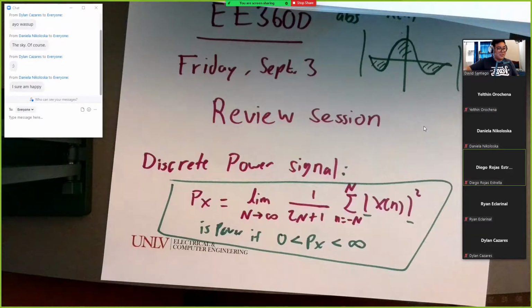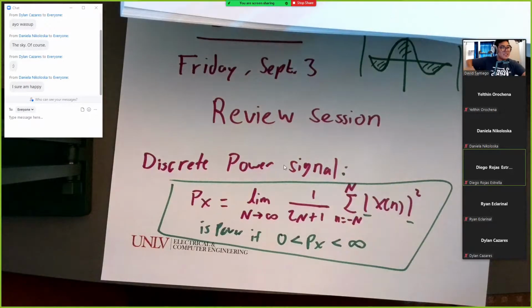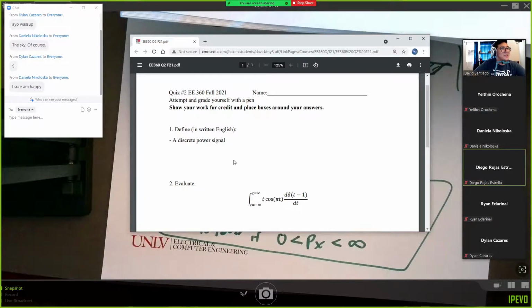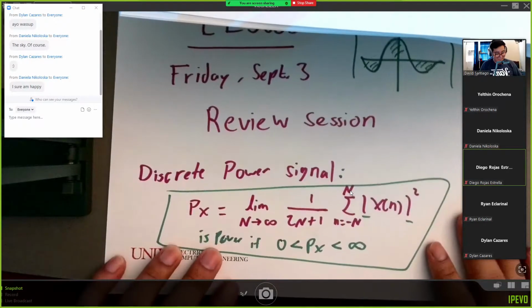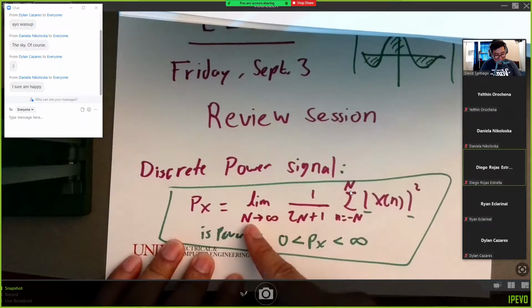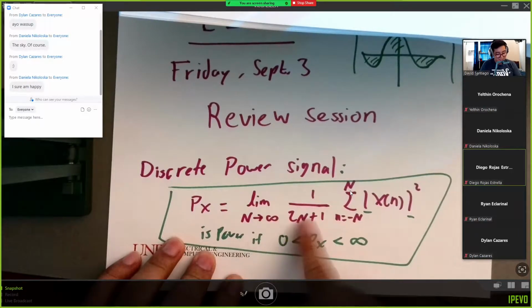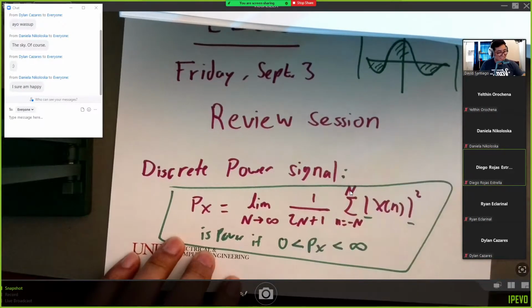And I'm about to get to another example too. So let me show you the other thing we had on that little quizzy that I wrote. There we go. So if you were given this definition on the exam, a discrete power signal, how would you write it? The way I have it right there. P of x, the limit as n approaches infinity, of 1 divided by 2N plus 1. Why the plus 1? Well, let me show you.